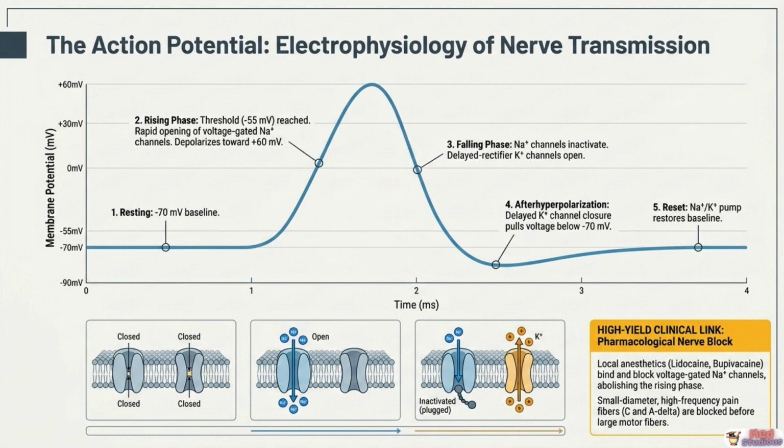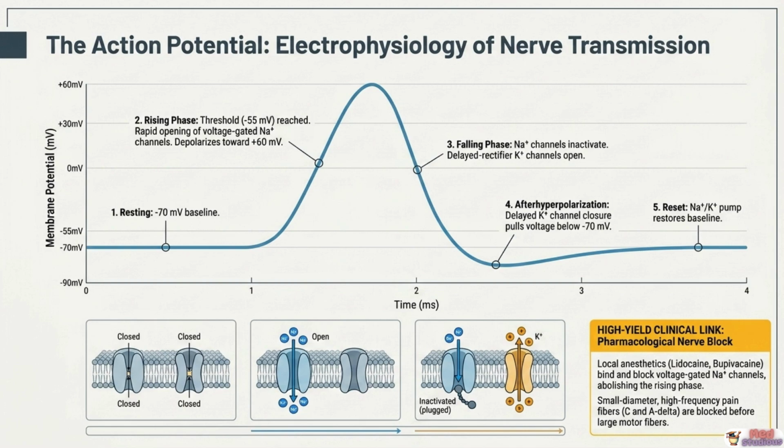This defines the rising phase, driving a massive influx of sodium that depolarizes the cell toward plus 60 millivolts. At the peak, sodium channels rapidly inactivate, and delayed rectifier potassium channels open. This initiates the falling phase, where potassium efflux repolarizes the cell. Because these potassium channels close slowly, the voltage temporarily drops below baseline, a phase called after hyperpolarization, before the sodium-potassium pump restores the ionic balance.